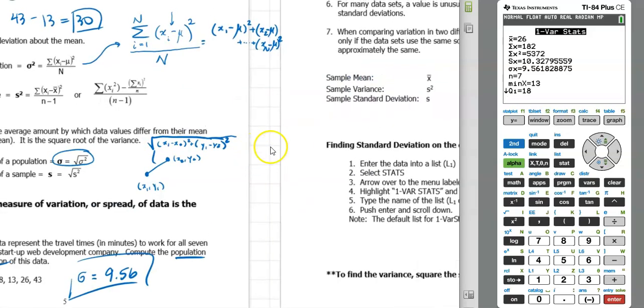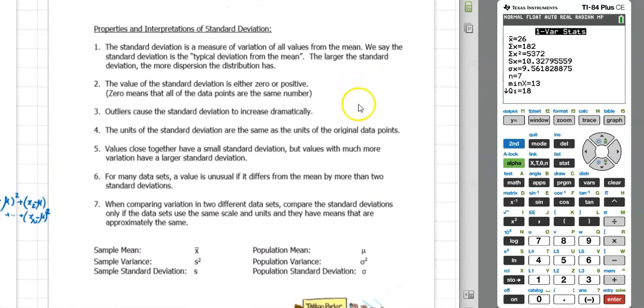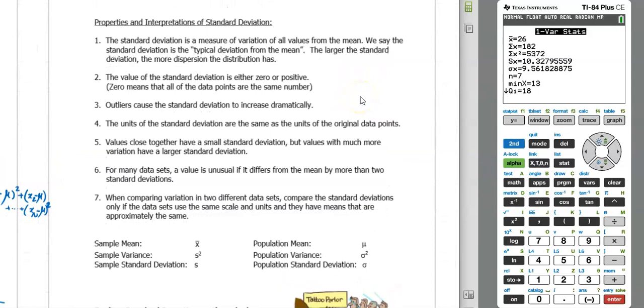And then we have a couple of properties here. Not a couple, we have 7 different listed properties over here. But these properties, they're interesting, but we're not going to focus on them too much. Just a couple of things, like here, number 3, the outliers can cause the standard deviation to increase dramatically. That's giving us a clue that standard deviation is not a resistant measure.